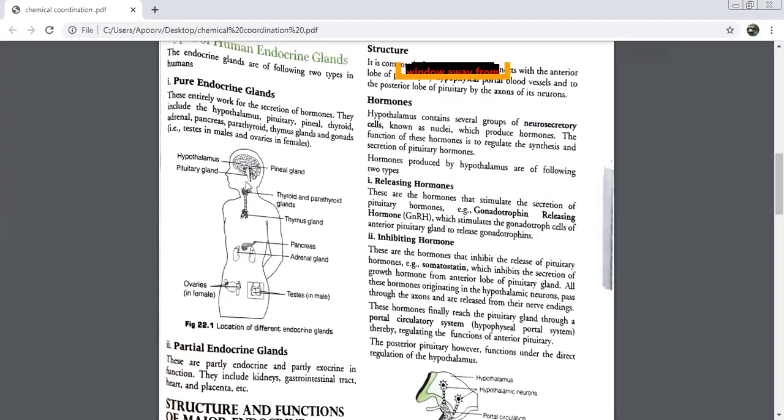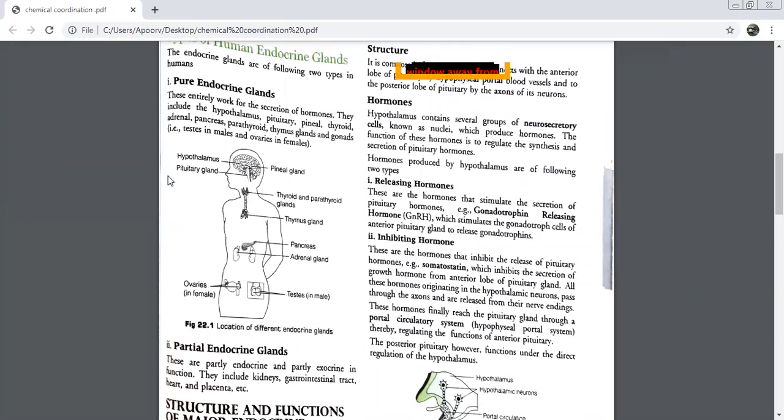क्योंकि endocrine gland का function एक ही है originally and that is secretion of hormones. So अगर gland सिर्फ अपना ही काम कर रहा है, entire work सिर्फ यही कर रहा है और कोई काम नहीं कर रहा है extra. Okay? That is endocrine function it is performing. So they are entirely involved in secretion of hormones. They are known as pure endocrine. At least 2-3 examples you should remember. The hypothalamus, the pituitary, the pineal, the thyroid, the adrenal, the pancreas, the parathyroid, thymus glands and gonads.